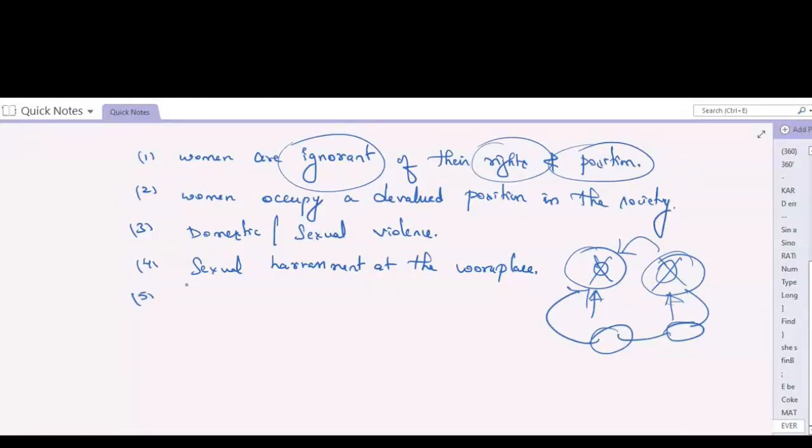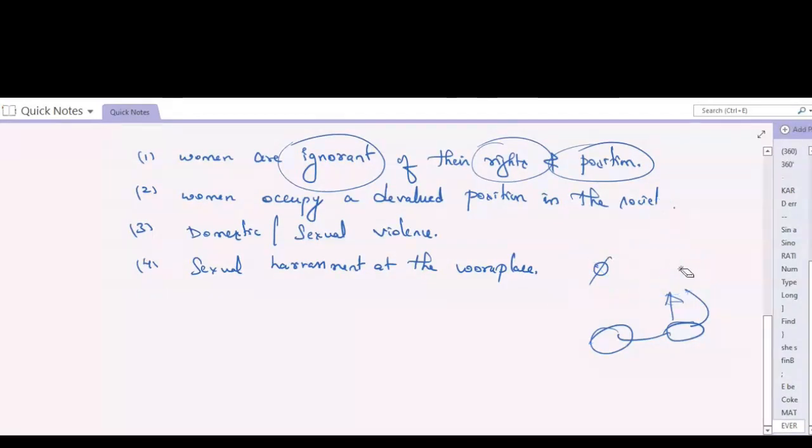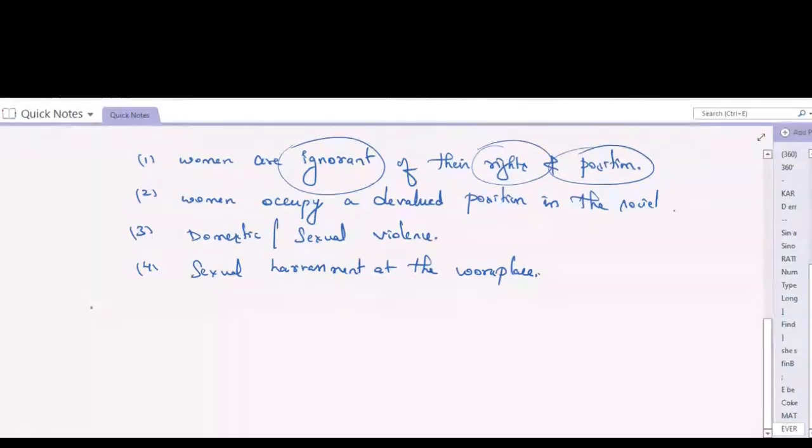Next, four points. I think it is sufficient. You can write this number of points because it's a 2 mark question. They can ask you this question for the 2 marks. So you can write these 4 points. Any doubts? No, sir. Understood the question? Yes, sir. Good. Take the next question.